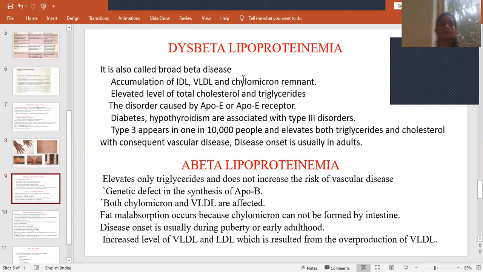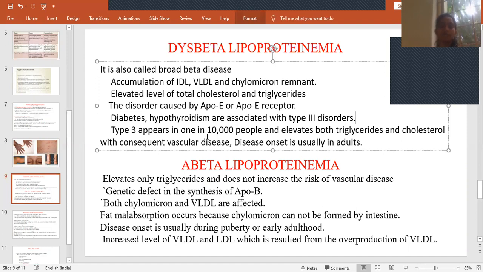And then dysbetalipoproteinemia, we also call it broad beta disease. It includes accumulation of IDL, VLDL and chylomicron remnants. That means there will not be proper clearance of these kinds of lipoproteins. As they are not cleared properly, they get accumulated, leading to accumulation of IDL, VLDL and chylomicrons. So in this case we can see elevated levels of total cholesterol and triglycerides. Both will be elevated, and it is caused by a disorder of ApoE or ApoE receptor. It is associated with diabetes, hypothyroidism, and is also associated with type 3 disorders.